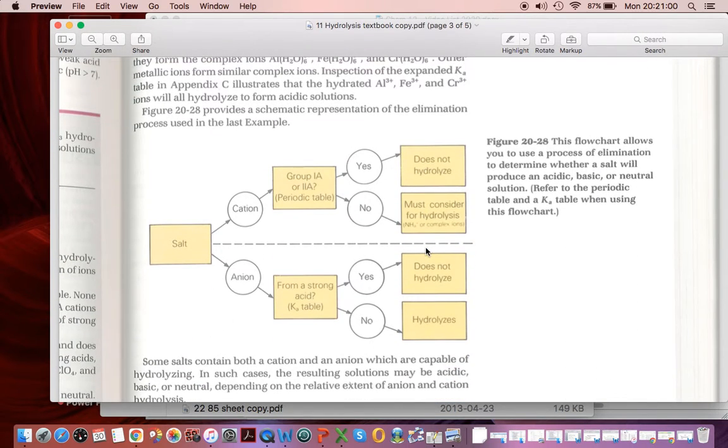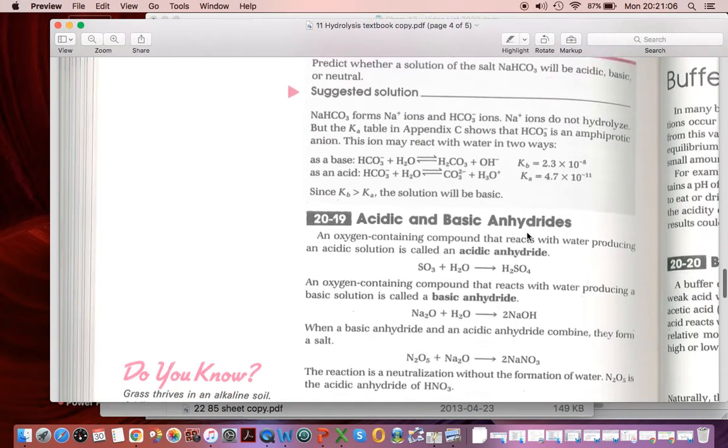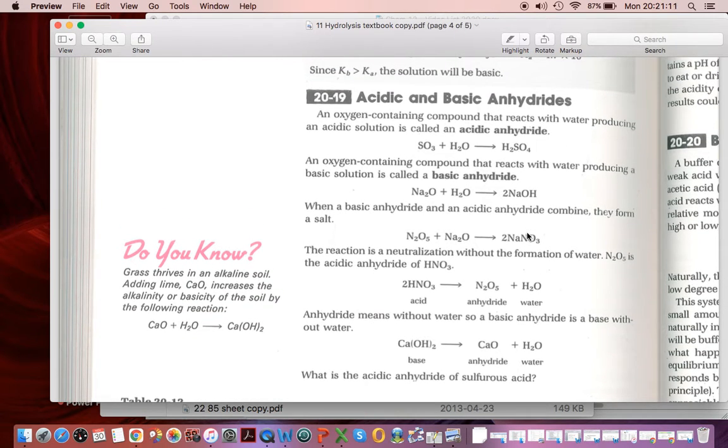We've gone over this, how you determine if a salt is going to hydrolyze or not in this flow chart. We will have looked at that already. But what I want to highlight here are anhydrides. An anhydride means a compound that is yet to have water added to it.